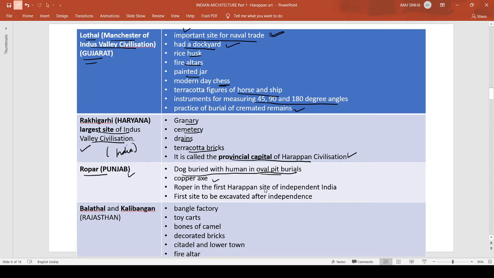Ropar is the first Harappan site of independent India. First Harappan site of independent India. First site to be exhibited after independence. Okay. Then moving to Balathal and Kalibangan, that is in Rajasthan.